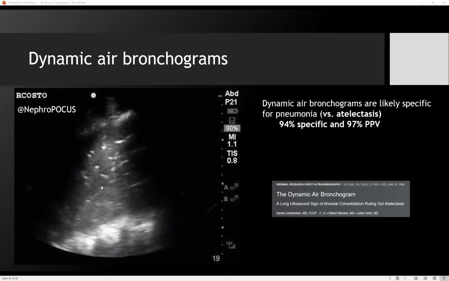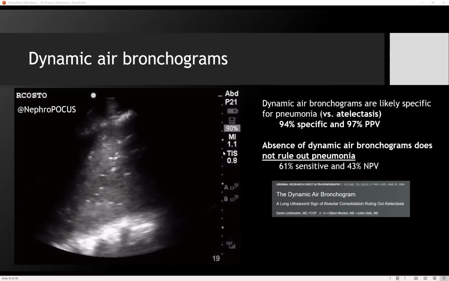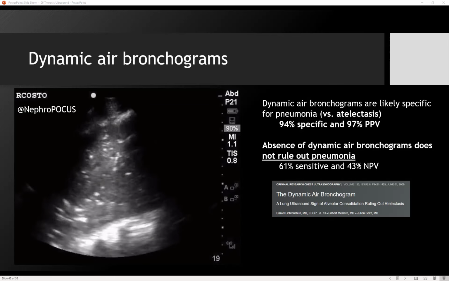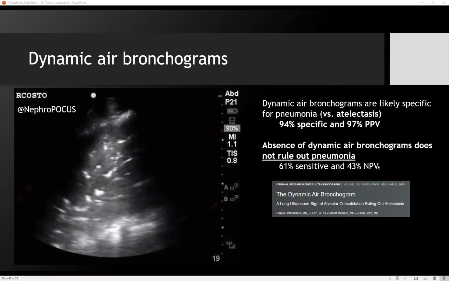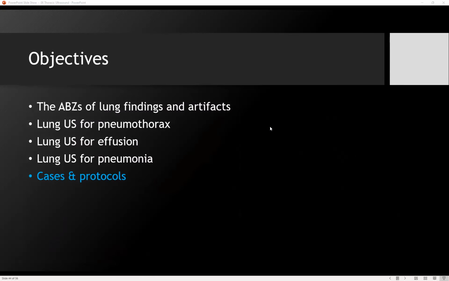If you see a pleural effusion and collapsed lung, you might think that's just atelectatic lung from this large pleural effusion. If you see air bronchograms too, and you're hemming and hawing about whether or not this patient has pneumonia, this patient probably does. If you don't have dynamic air bronchograms, that does not rule out a pneumonia. It's 61% sensitive, 43% negative predictive value. So you can definitely have a pneumonia without air bronchograms, but if you see dynamic air bronchograms, it's almost certainly a pneumonia. So that was the correct answer to the third question that I asked.